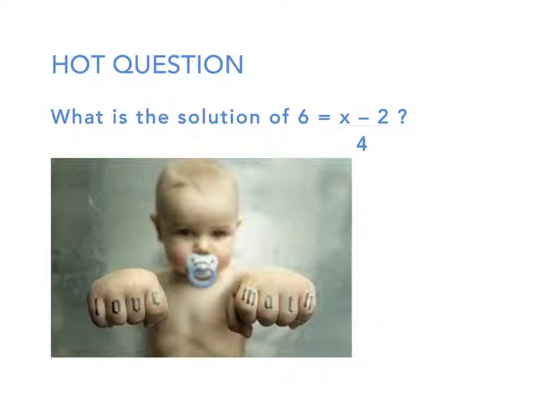So for your hot question, you're going to follow the link under the video and post in the Google Doc your answers to the hot question. So I need you to take what we just did in the previous slide and try to solve for x in this equation. Remember, to get rid of a denominator, you multiply by that reciprocal. So go ahead and try, and we'll talk about it tomorrow.